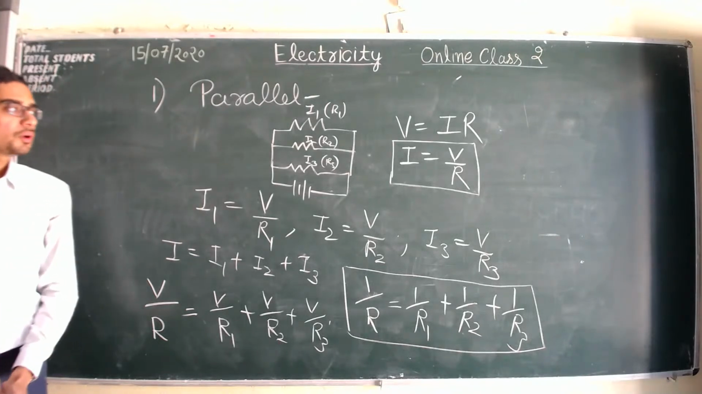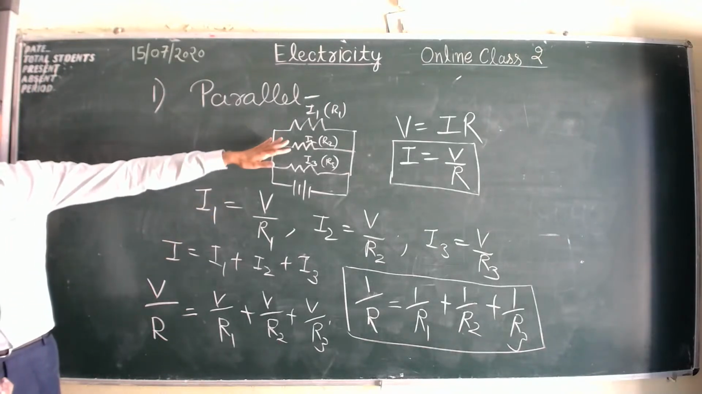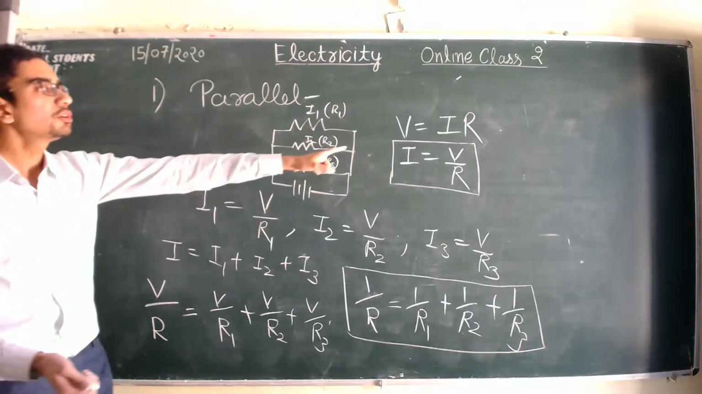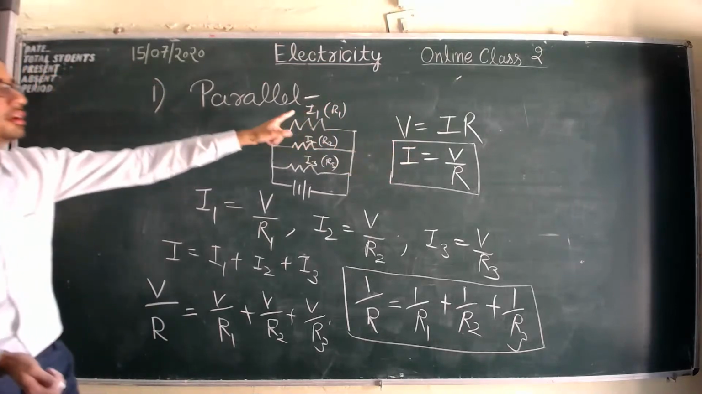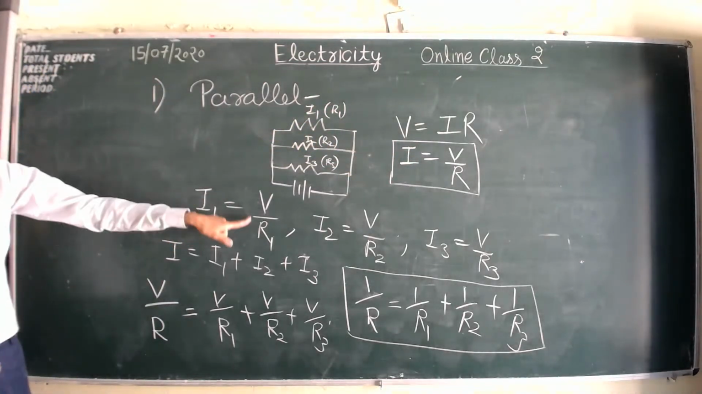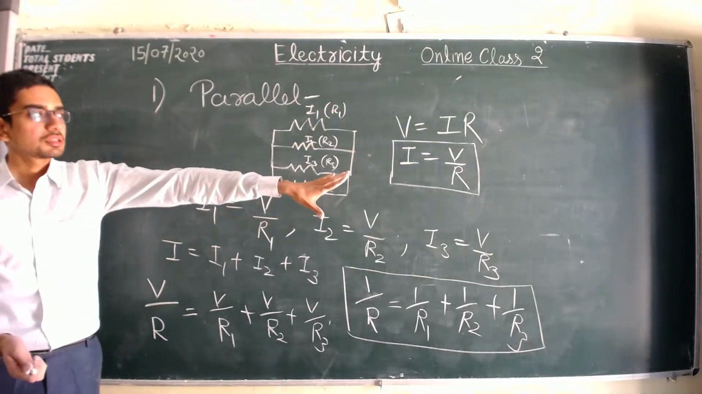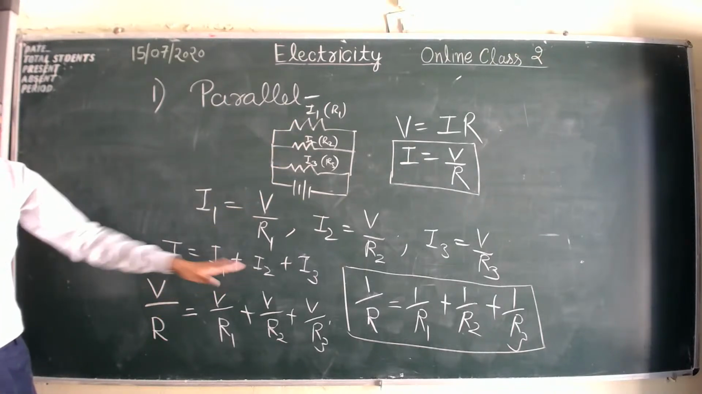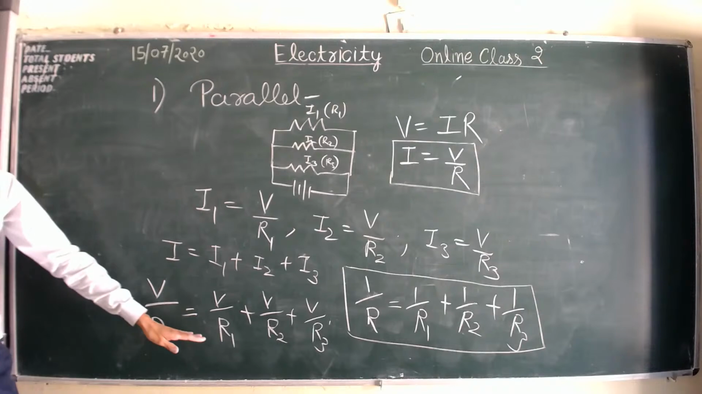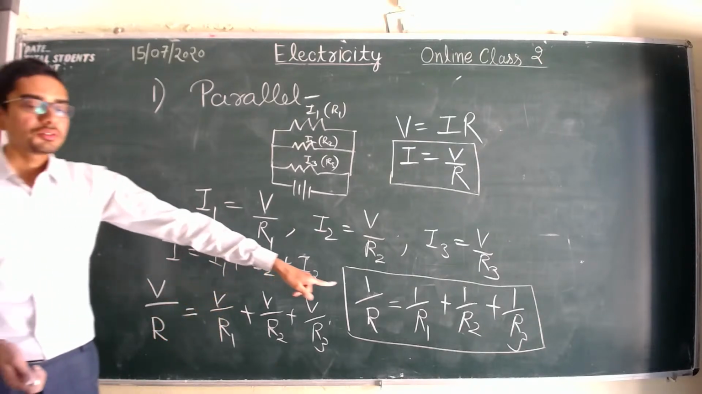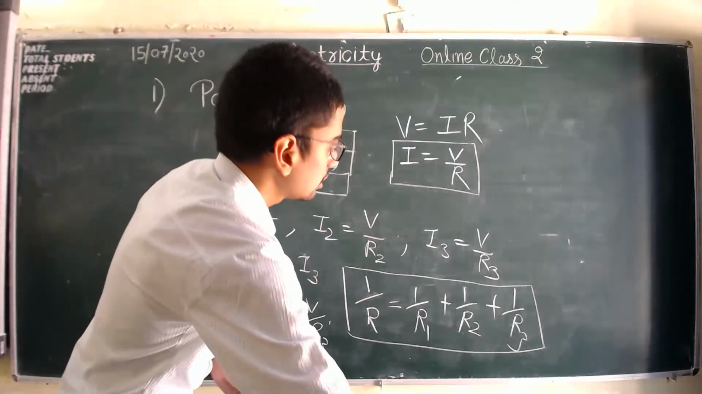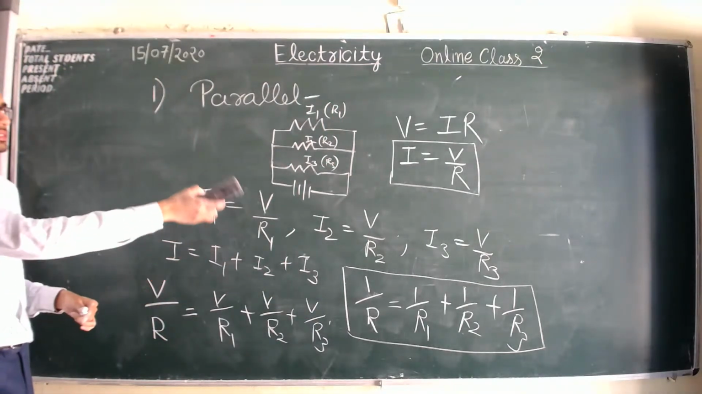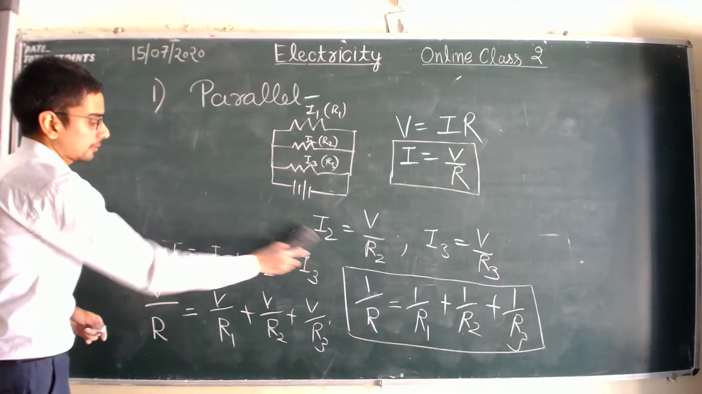What you have to do: you should know whether the current is different or the same. So find out the values of current. I is equal to V by R, the total current. Current in each resistor: I1 is equal to V by R1, V by R2, V by R3. Total current is I1 plus I2 plus I3. Put the values of each current in this formula and find out the total resistance. So that's how you find the combination of resistances in parallel.